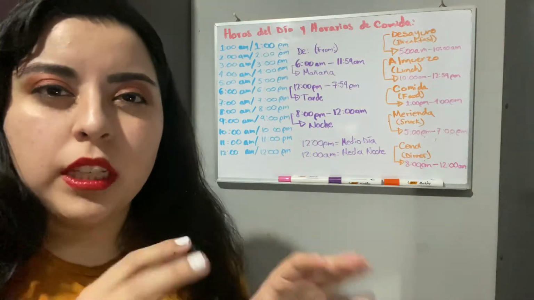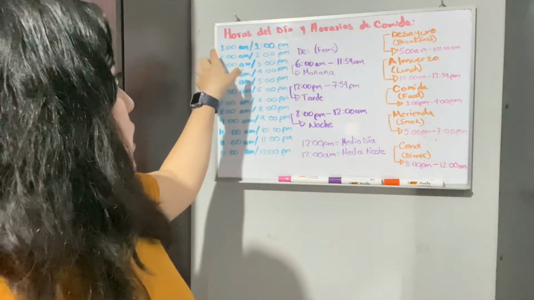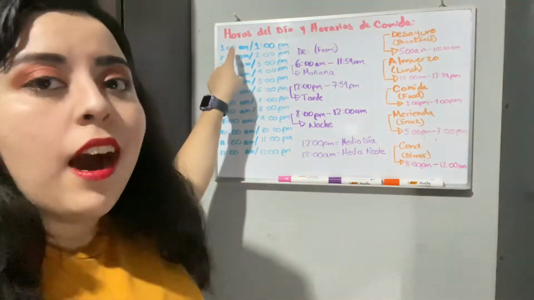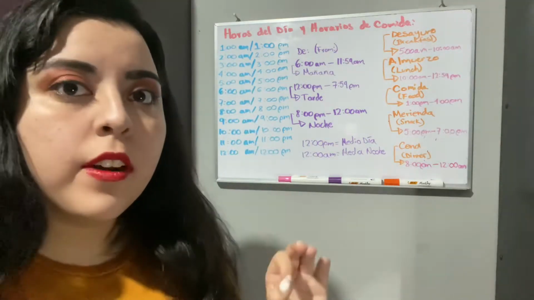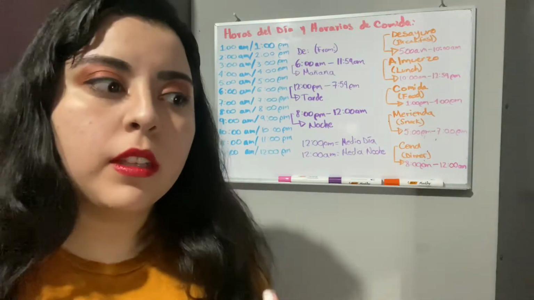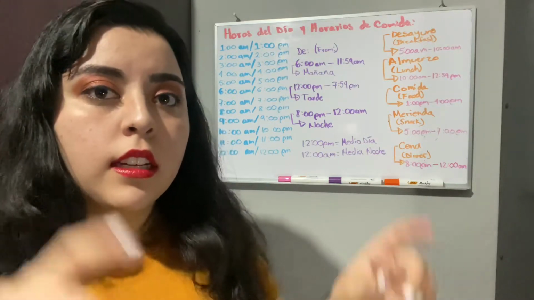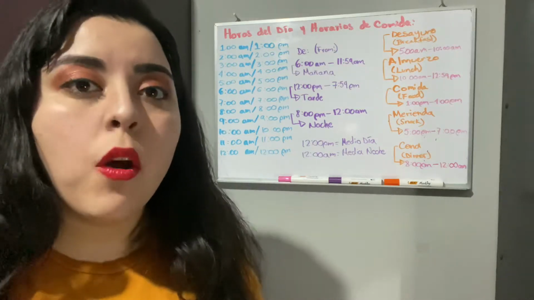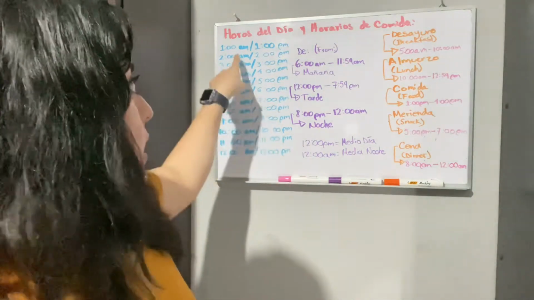So I'll be speaking a little bit more Spanish. La primera, the first one, is la una de la mañana. So we say la una, never las una. I've heard people say las una de la tarde, las una de la mañana. No, that's wrong. The right way is la una. It's singular. La una de la mañana.